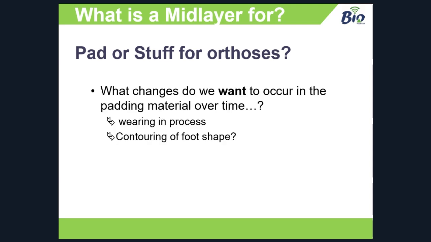And then, of course, our goals. What is it we want to occur in the padding material over time? So not just the patient, but in the material, acknowledging that some materials are actually designed to move. Plastazote is one of those, so they're what's called an open cell structure. It might be closed cell, I'll come back to that. But the concept of that material is to change over time.